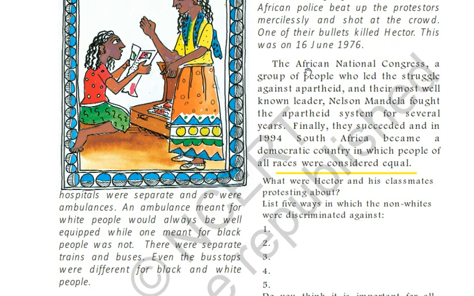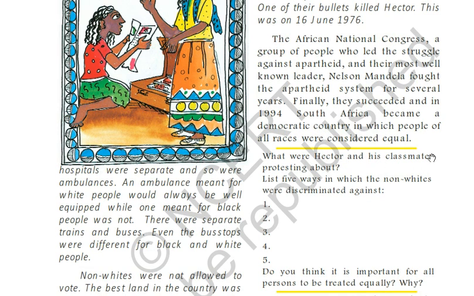The African National Congress, a group of people who led the struggle against apartheid, and the most well-known leader, Nelson Mandela, fought the apartheid system for several years. Finally, they succeeded, and in 1994, South Africa became a democratic country in which people of all races were considered equal.